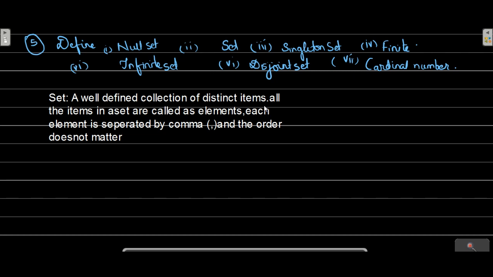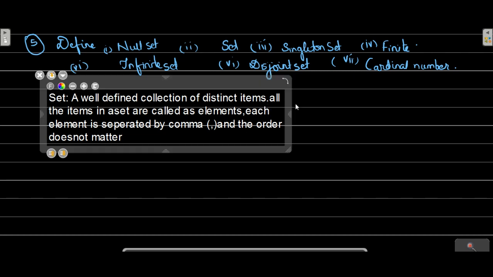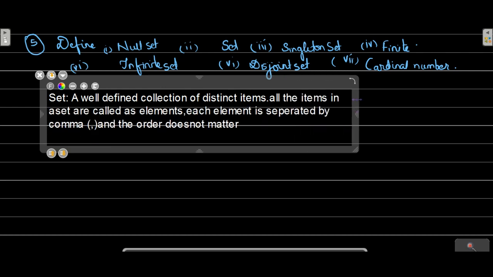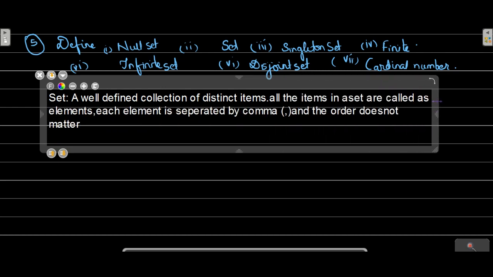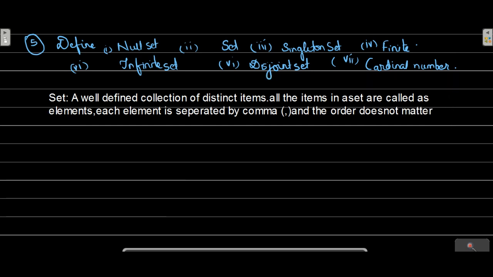Whenever you are representing a set, all the elements are separated by commas, and the name of the set is given using a capital letter. For example, suppose I have a set A equals X, Y and Z. These X, Y, Z are called the elements, and they are separated by commas. No element is repeated, and the name of the set is given using a capital letter.